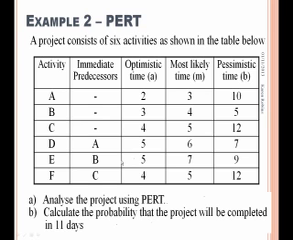So we have an example with 6 activities. First, we're going to analyse using PERT so that we find the expected time, standard deviation and variance. Then we're going to calculate the probability that the project will be completed in 11 days.